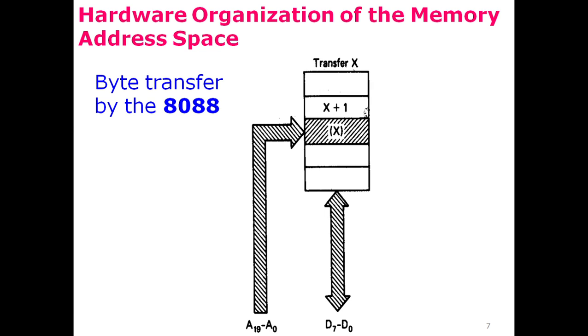To transfer a byte in the 8088 interface memory system, let's suppose this is the 1 megabyte memory. In this memory we have 1 mega locations, and each location has a storage capacity of 1 byte. So the 20-bit address A0 till A19 would identify a unique location inside this 1 mega memory, and then data would be written to that location or read from that location through this data bus D0 till D7.